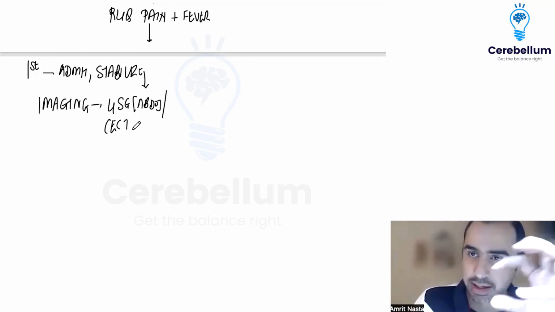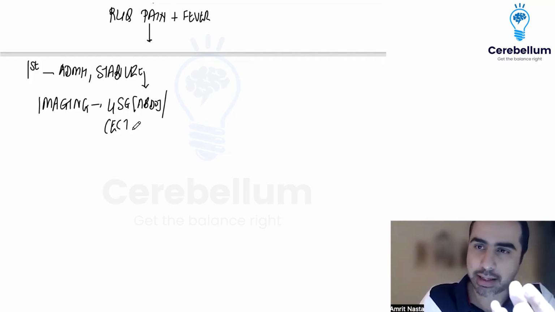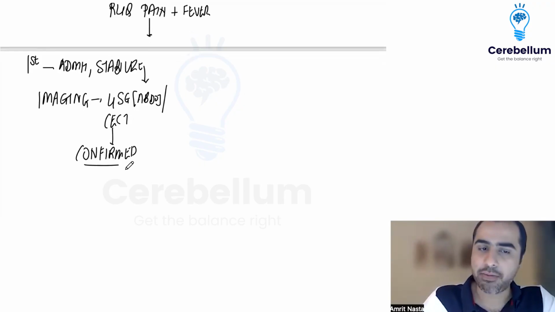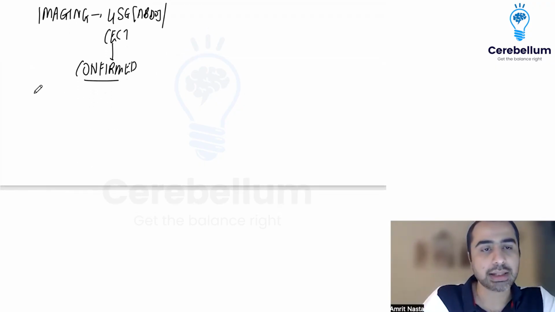If I see that there is a bile leak, there is some bile which is collecting in the area of cholecystectomy. So if bile leak is confirmed, then to manage this, I follow a protocol which is called the SNAP protocol.